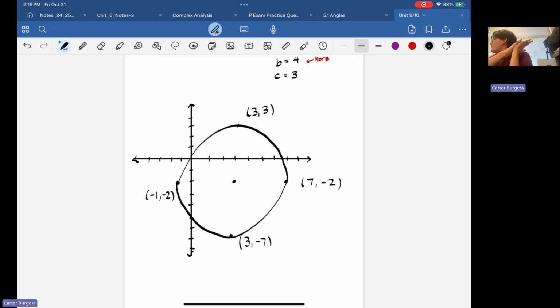And then where are our foci going to be located? 3 away, and in which direction? So remember, our foci always fall on which axis? Always on the major axis. And so up 3 and down 3 would take us to these foci. So that would be at 3, 1 and at 3, -5.